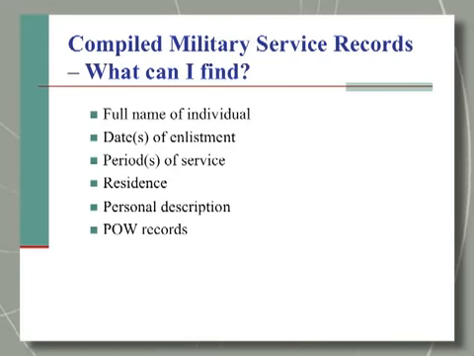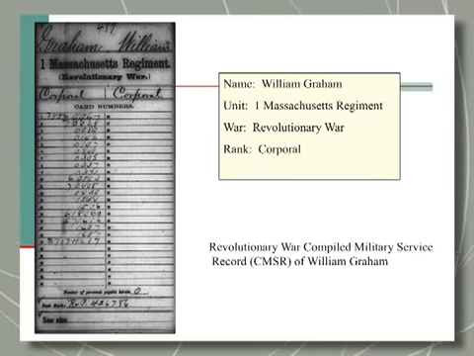Some personal information. Sometimes you'll get a description, height, weight, eye and hair color, and so forth. And then they'll also have notations regarding specific activities or events of notice that took place during his service. If he was assigned to special duty for something, if he was captured and served time in a prisoner of war camp, or if he was in a hospital wounded and things of that nature. That'll be noted on the service record cards as well. So we'll take a look at a specific example of a service record, looking at William Graham, who served in the 1st Massachusetts Regiment during the Revolutionary War.